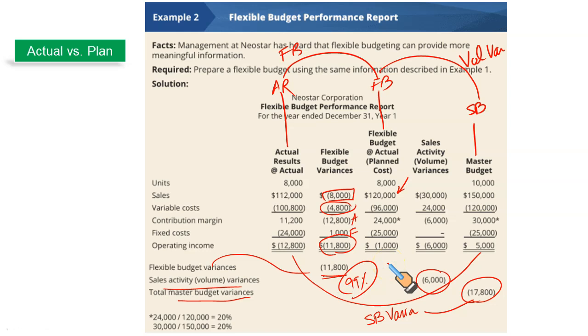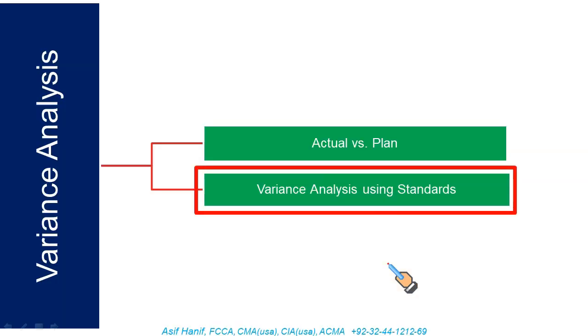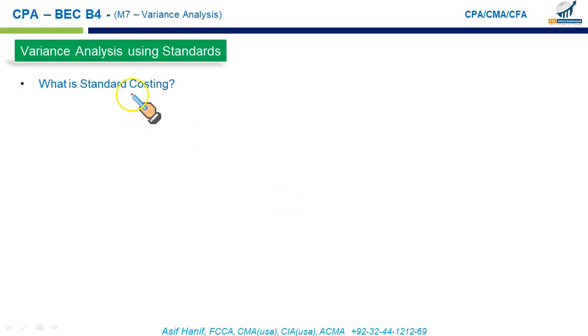We will learn how to calculate all these variances. So in our next subunit, variance analysis using standards. What is standard costing? Or what is a standard cost? Standard cost is what the cost should be for material, labor, overheads, variable and fixed, as per our detailed studies of cost. So standard costing is what the cost should be during production.